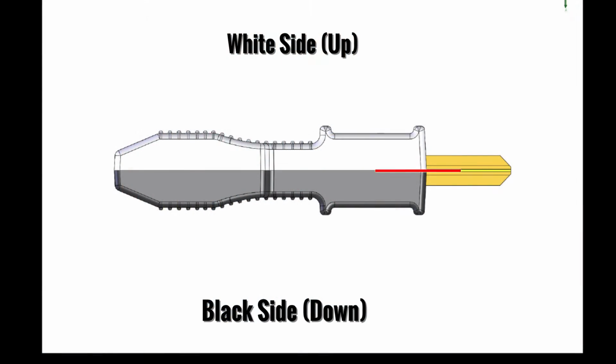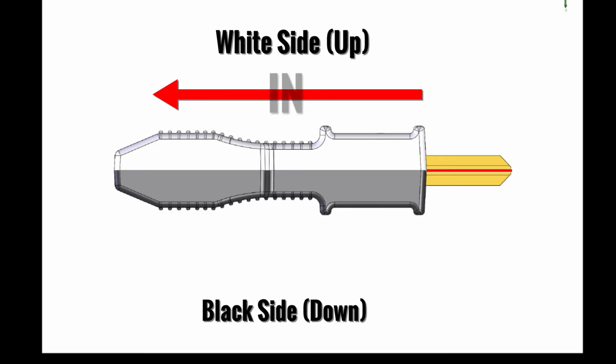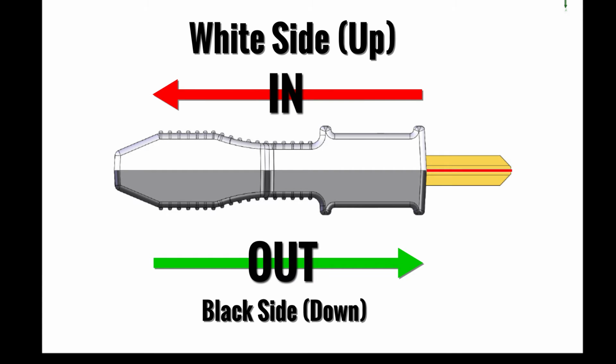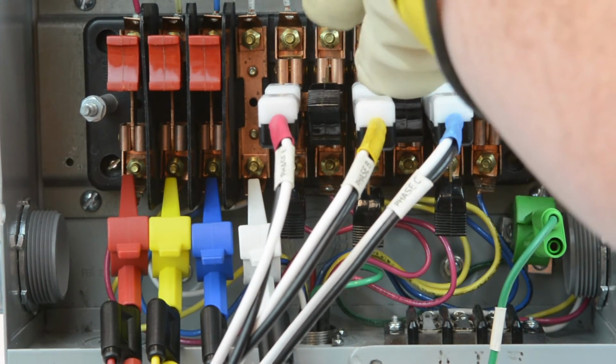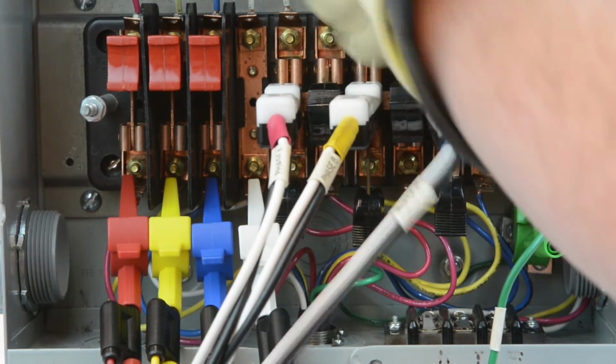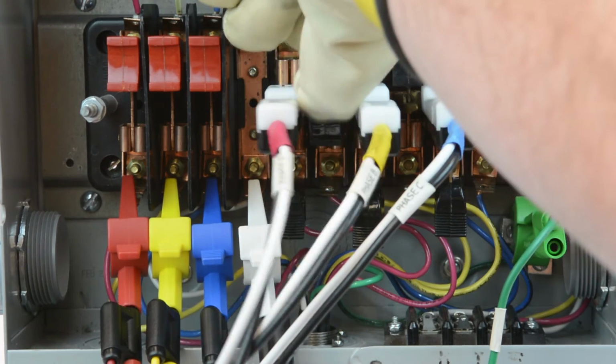Remember, the current flows into the white side of the duckbill and exits the black side during a customer load test. Now reclose the current return to the CTs and connect the IR adapter to the pulse output on the meter.